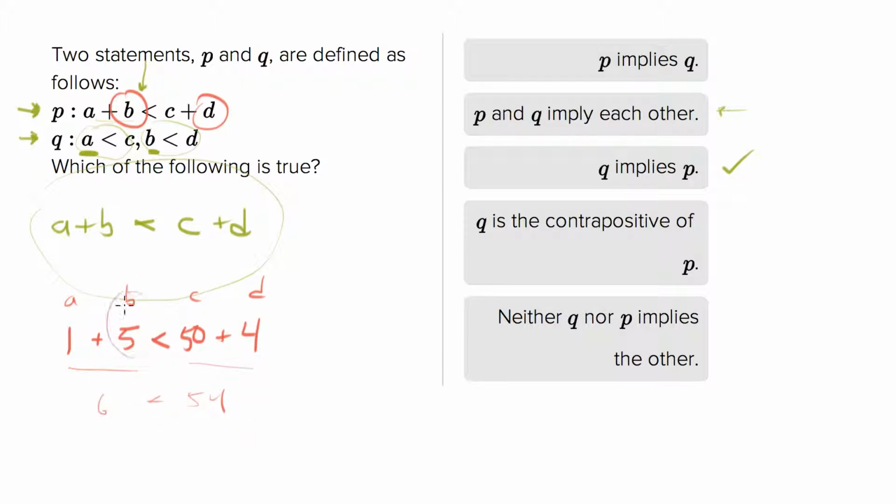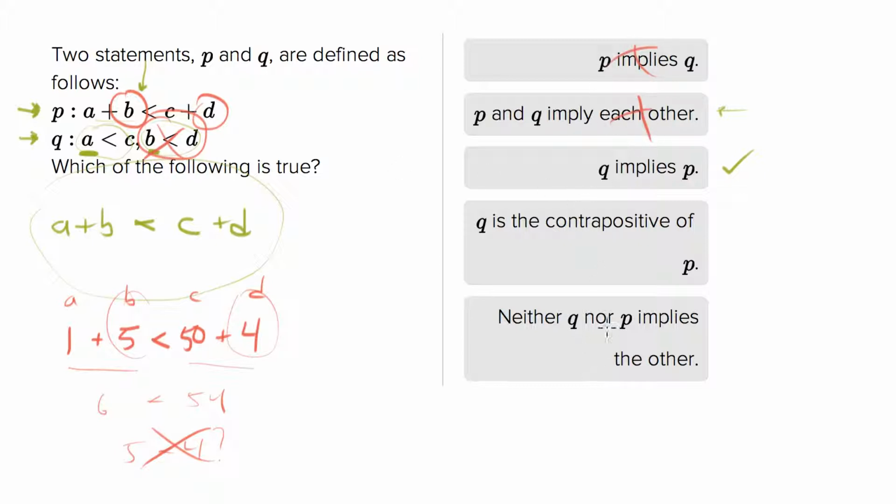Is B less than D? Is 5 less than 4? No. So if B is not less than D, then P does not imply Q. Or you could think of this as saying P does not guarantee Q. So that gets rid of both of those.